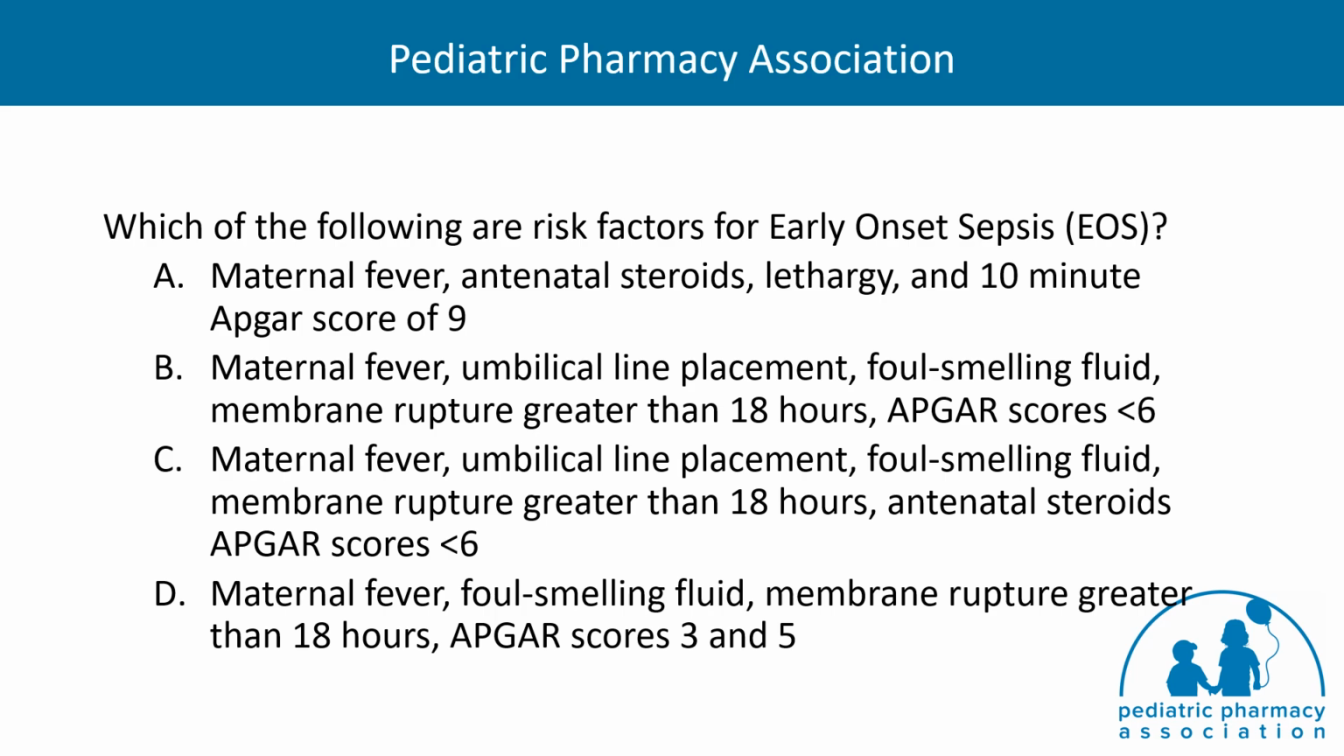Our next question is, which of the following are risk factors for early onset sepsis? A, maternal fever, antenatal steroids, lethargy, and a 10-minute APGAR score of 9. B, maternal fever, umbilical line placement, foul-smelling fluid, membrane rupture greater than 18 hours, and an APGAR score of less than 6. C, maternal fever, umbilical line placement, foul-smelling fluid, membrane rupture greater than 18 hours, antenatal steroids, and an APGAR score greater than 6. Or lastly, D, maternal fever, foul-smelling fluids, membrane rupture greater than 18 hours, and APGAR scores of 3 and 5.